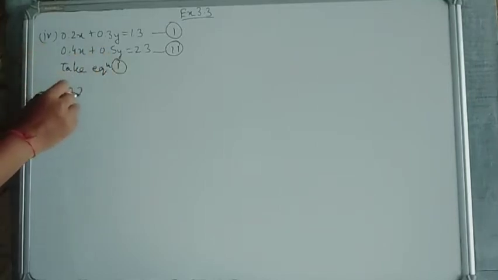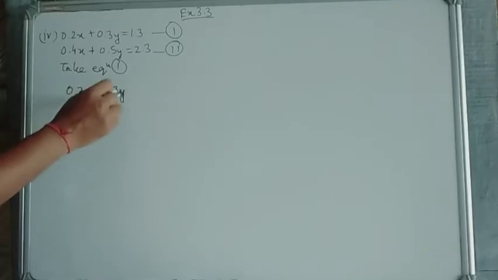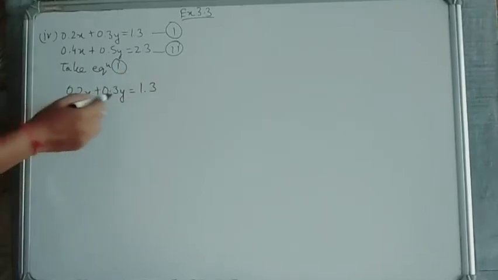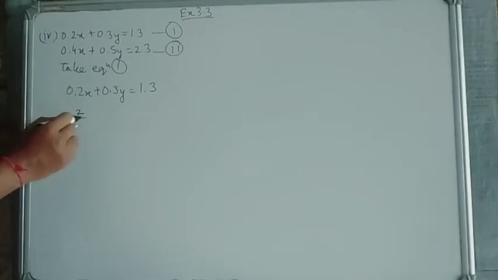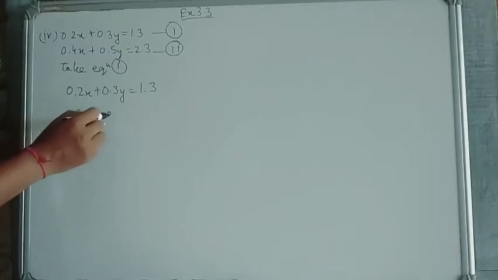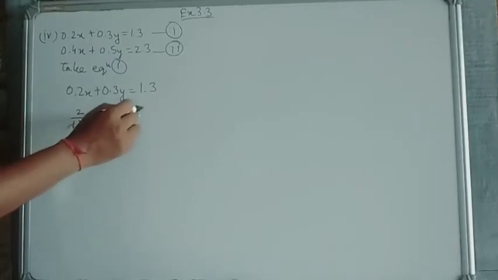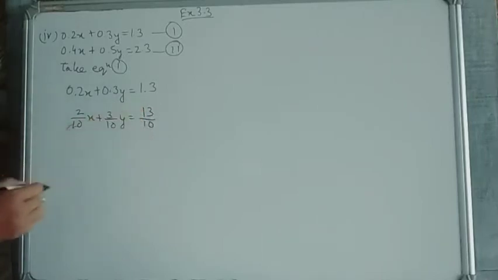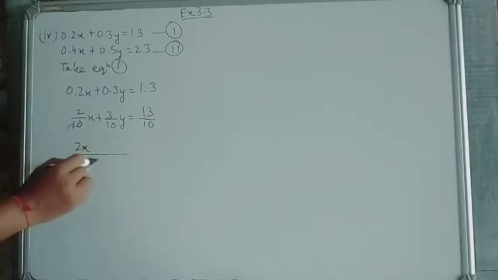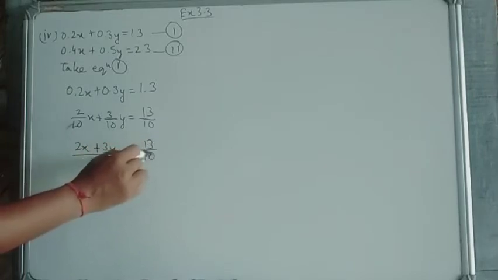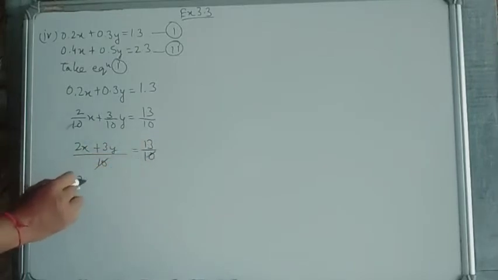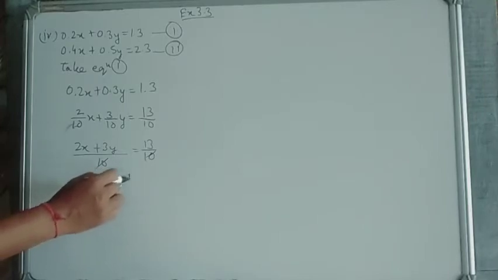0.2x plus 0.3y equal to 1.3. Because all are having points, I'll remove these points and make it into fractions. So I can say 2 by 10 x plus 3 by 10 y will be equal to 13 by 10. Then 10 will be the LCM, so 2x plus 3y will be equal to 13 by 10. This 10 gets cancelled. 2x plus 3y equal to 13.